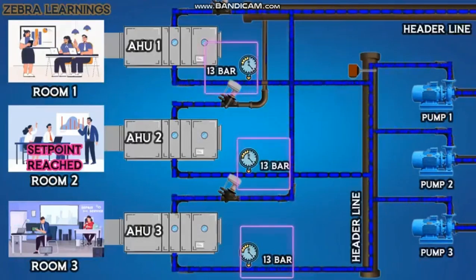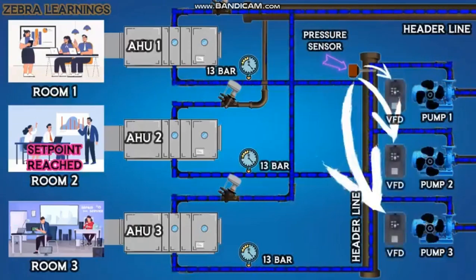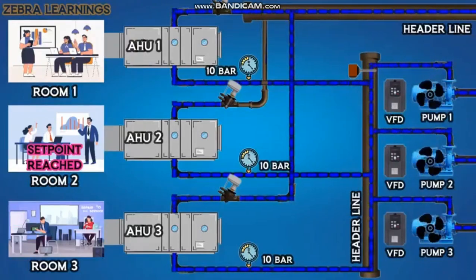When the pressure in the pipeline increases, the pressure sensor installed in the pipeline sends a signal to the VFD of the pump. Then the VFD will reduce the speed of the pump, according to the pressure, and maintain the pressure of 10 bars in the pipeline.